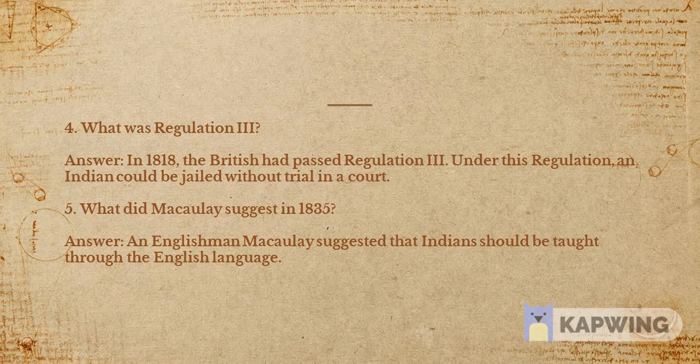Fifth question, what did Macaulay suggest in 1835? The answer is, an Englishman, Macaulay, suggested that Indians should be taught through the English language.